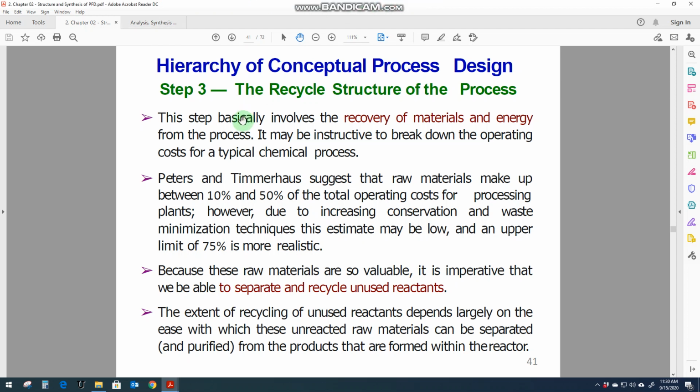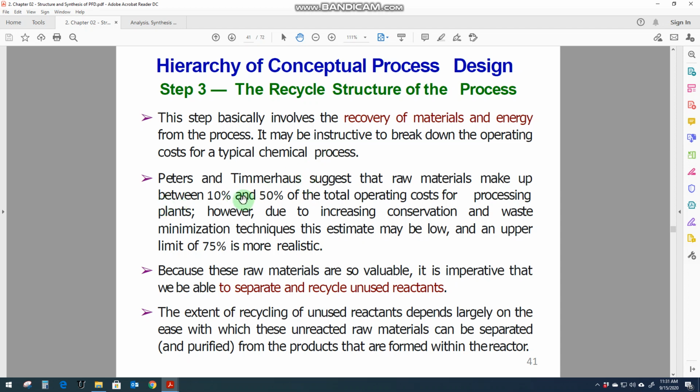Now let us see what the step number three in developing the conceptual process diagram is. It is the recycle structure of the process. This step basically involves the recovery of materials and energy from the process. It may be instructive to break down the operating cost for the typical chemical process. So whenever you are trying to evaluate the process performance, we need to consider the recovery of material and how much energy is being utilized to produce those products, and we have to incorporate those energies in the fuel cost, and then we will see whether the process is profitable or not.